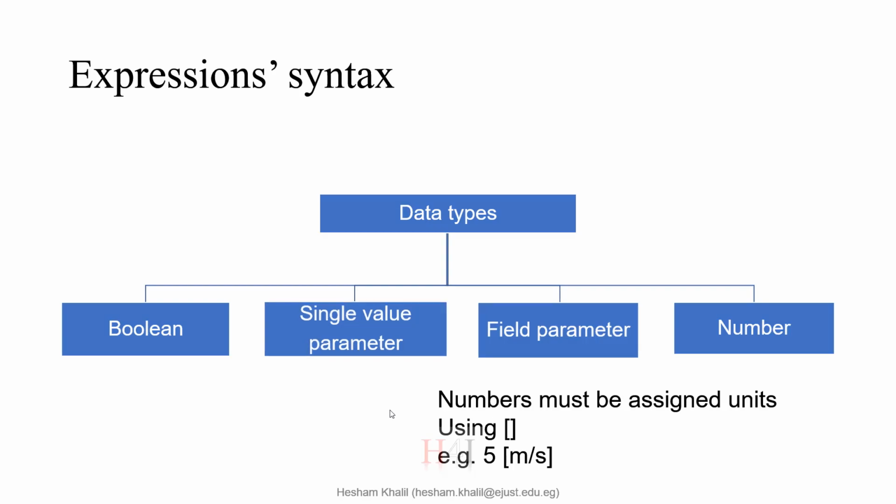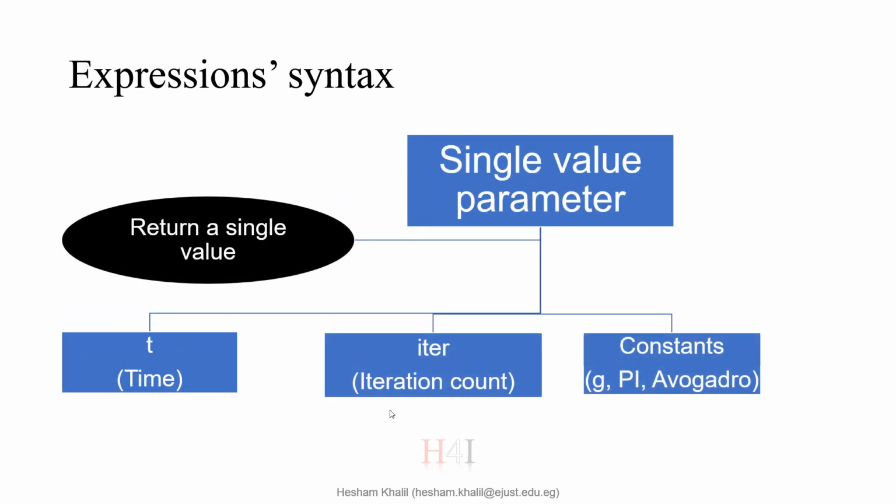Okay, now what is a single value parameter? A single value parameter is a parameter which returns a single value, like time. If the formula is dependent on time, at each iteration and at each time step, the variable t will return a single value, which is the time at this time step. This is called a single value parameter. Iteration: you can use the iteration count in the expression also. This is a single value parameter. All constants are considered single value parameters.